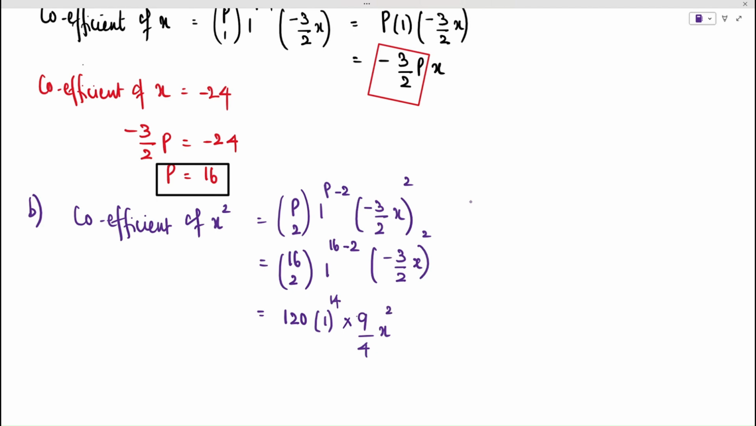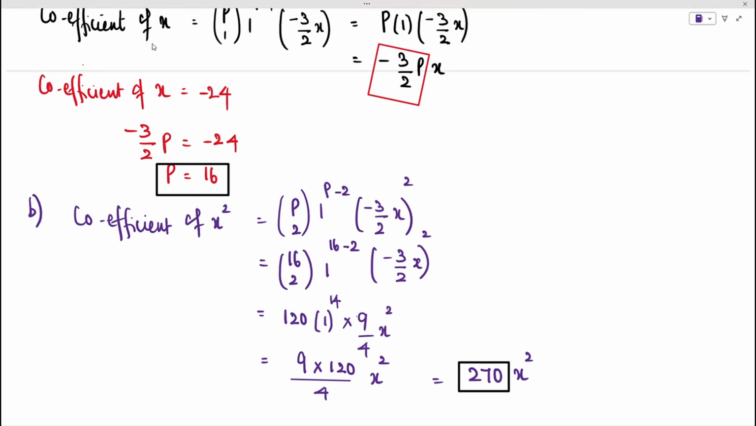So if we multiply everything together, we get 9 times 120 all over 4, and this is equal to 270 x squared. So our coefficient of x squared would be 270.